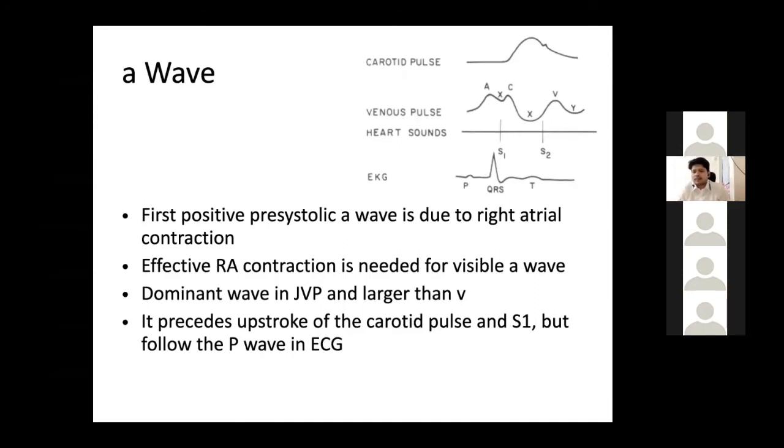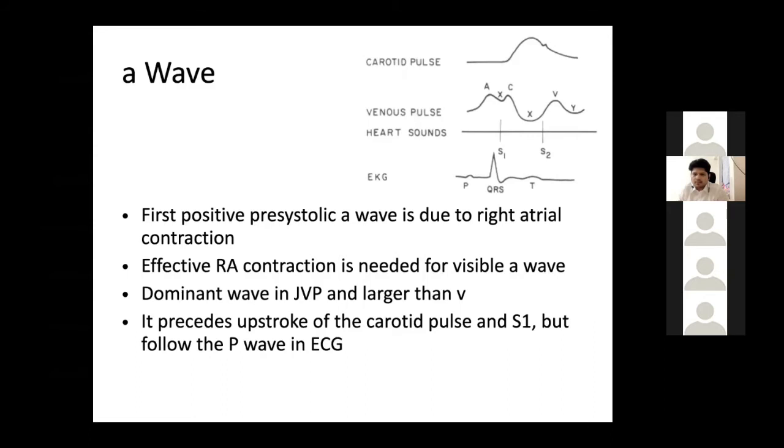Now, what happens when the right atrium contracts? It contracts against a closed tricuspid valve. When the right atrium contracts against a closed tricuspid valve, the blood goes back through the SVC, and that is why you see a diastolic A wave. So it is effective RA contraction, which is important.